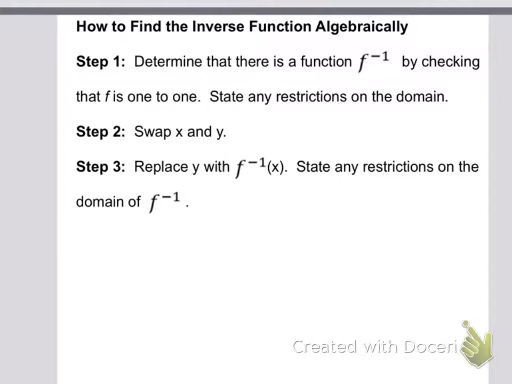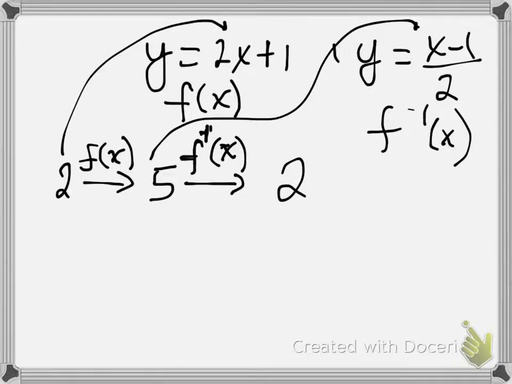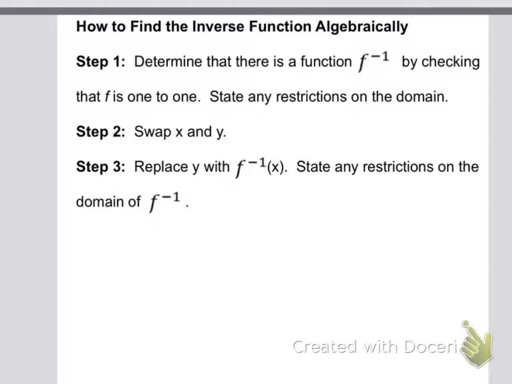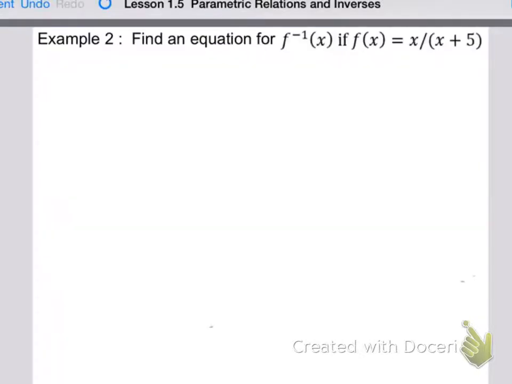Alright, now we're going to find the inverse function algebraically. Here I gave it to you, now we're going to learn how to find it. And here are the steps that we're going to follow. We want to find an equation for f inverse of x if f of x equals x divided by x plus 5. The first step is to just write out f of x equaling x divided by x plus 5, and then you want to write what the domain is.